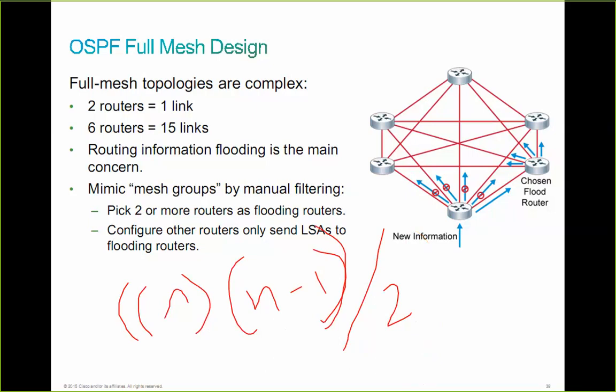All right, so that's the quadratic formula. And n, of course, is the number of routers. So that's where if you plug in 6 routers, you're going to get 15 different links. Plug in 8 routers, 10 routers, whatever, it's going to grow exponentially.